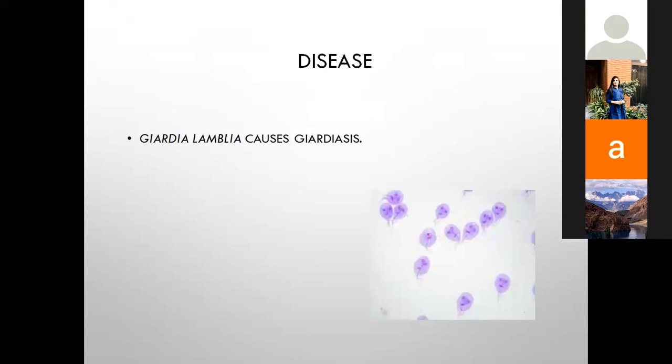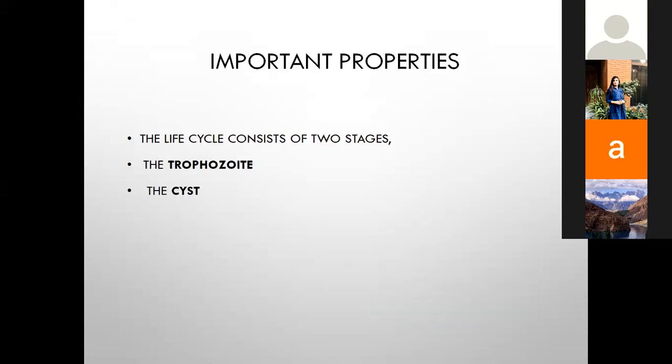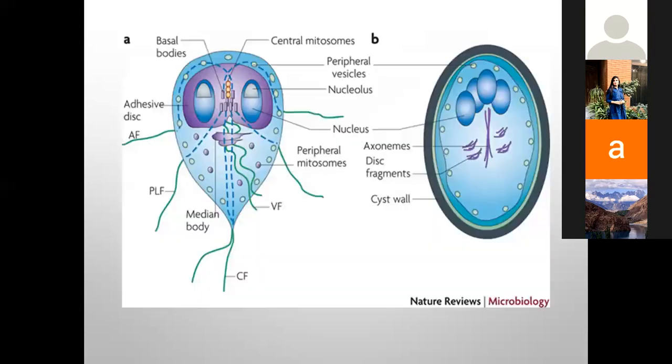So after anatomy-based analytica, which we did yesterday with Dr. Rubina, today we will discuss Giardia lamblia. It is basically a protozoa which causes giardiasis. The important properties of its life cycle are that there are two stages: one is the trophozoite and the other one is the cyst form.